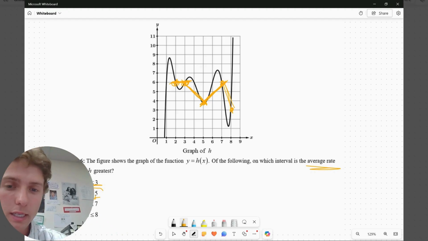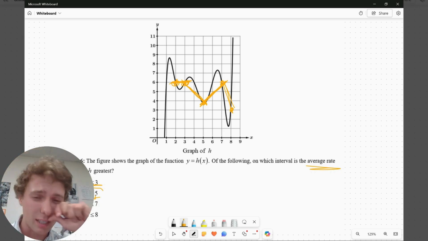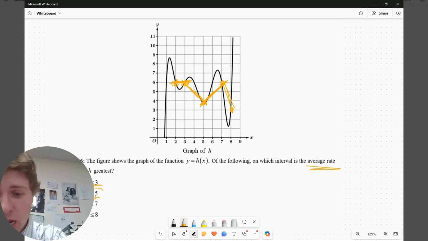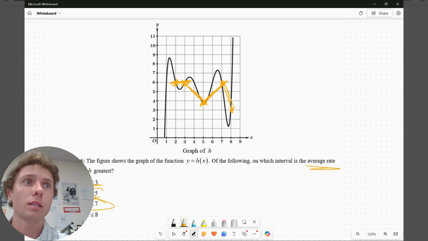Which of those is the greatest rate of change? 2 of them are negative. 1 of them is 0. So the one that's positive would have to be the greatest one. That would be answer C in this case.